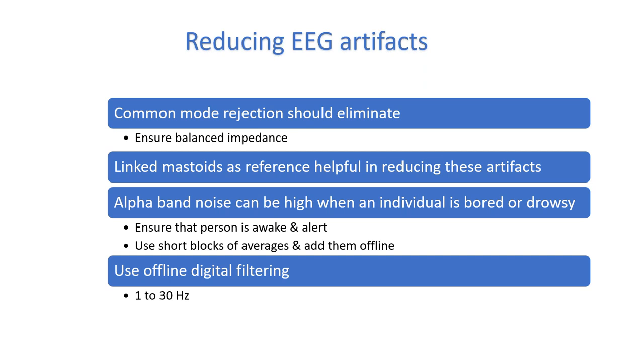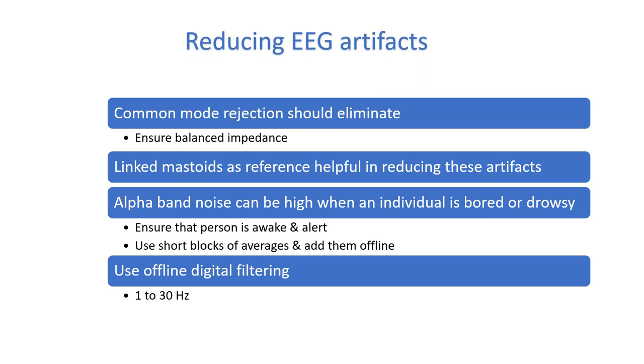So if you have to reduce the EEG artifacts, what do we do? Again, it is generally said that the common mode rejection eliminates the EEG artifacts, because whatever is common at all the electrode sites gets eliminated. So again, the key thing here is ensuring balanced impedance. Another thing that normally helps in reducing EEG artifact is using linked mastoids as reference. Normally we record from, say, Cz-M1 or Cz-M2. Since we are not interested in the response from the left mastoid versus the right mastoid, what I normally do for cortical potentials is use a jumper between the two mastoids. So I'm linking the two mastoids, and that is used as a reference, and that normally reduces more of the power line artifacts.